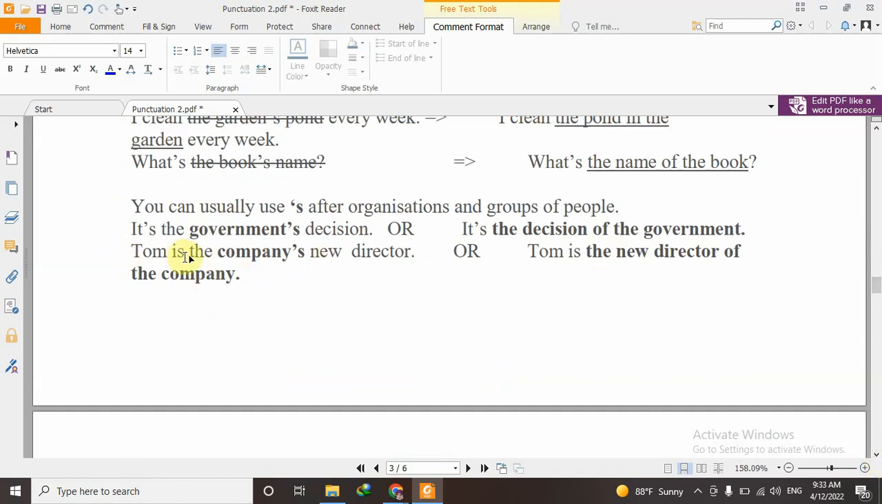For example, we have Tom is the company's new director. Who's ruling the company? People, of course. So the collective noun is a non-living thing, but in its meaning there are living things. So I can say Tom is the company's new director, and I can say Tom is the new director of the company.